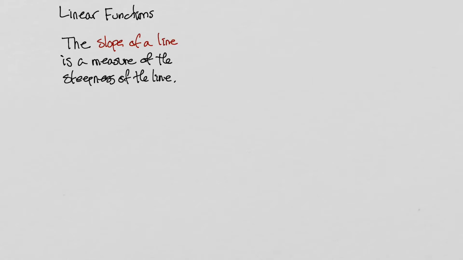One of the ideas we're going to explore in this section is the slope of a line. And the slope of a line is a measure. It's a number that tells us how steep the line is. So for example, suppose we have this line here.